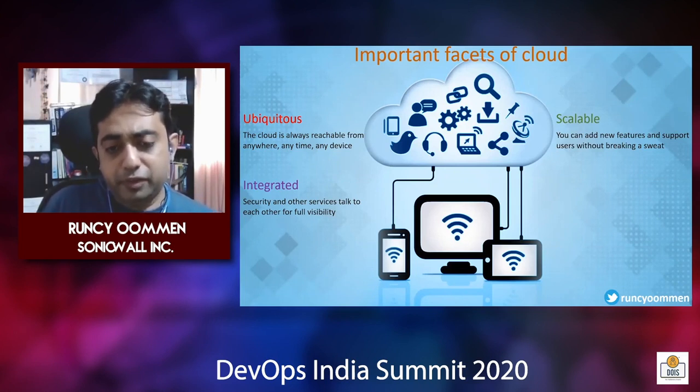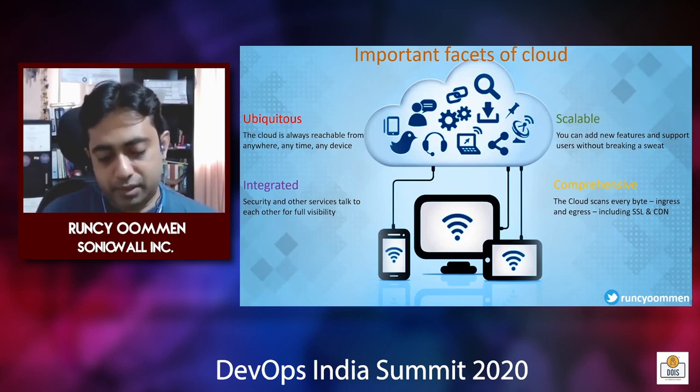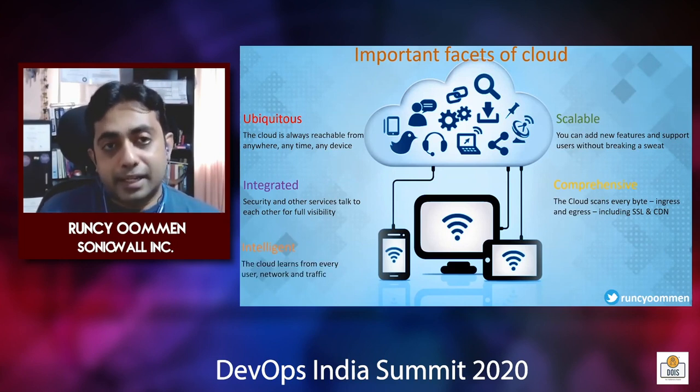So even if there is something with the 4G and all the 5G that's coming up, you can definitely access the cloud with just a hotspot. So that cutoff is definitely not possible. And it is comprehensive because the cloud can scan every byte, ingress or egress, and it is intelligent enough, right?